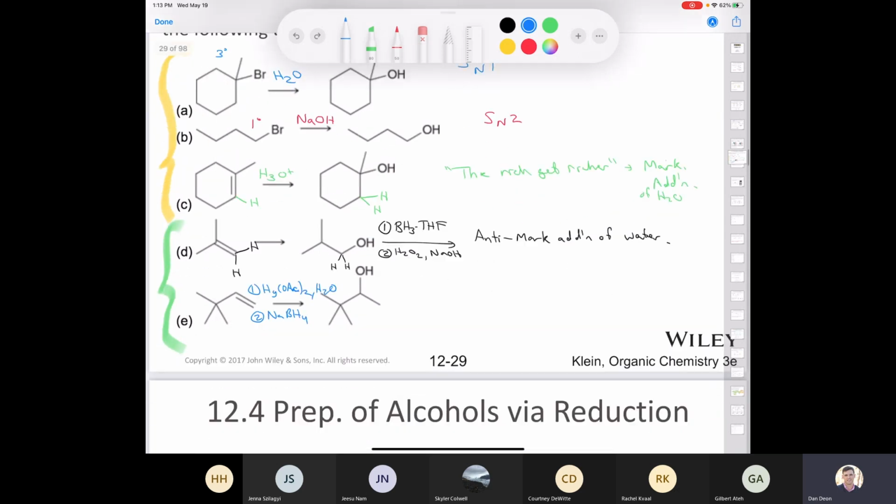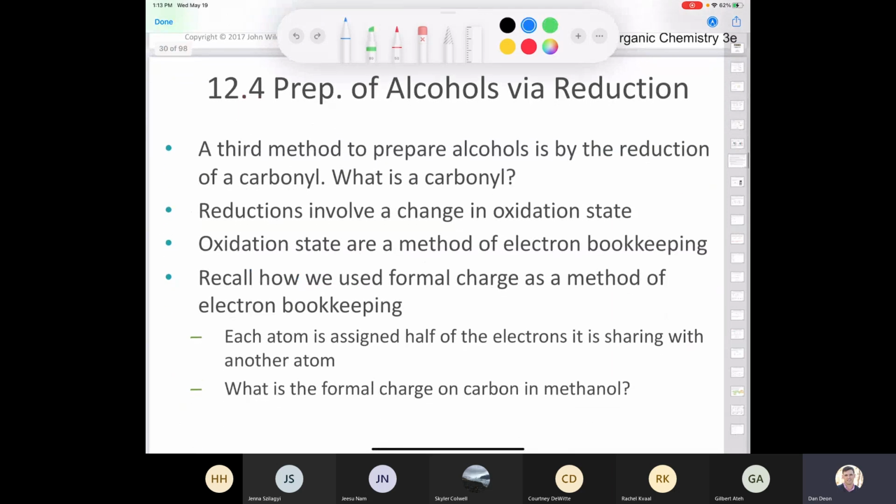Well, let's move on to some new reactions. And we're going to talk about preparation of alcohols by reduction. So by reduction, right? You might remember the old acronym from general chemistry: oxidation is losing, reduction is gaining. That's OIL RIG. Or the other one is LEO says GER: loses electrons, oxidizing; gains electrons, reduction.